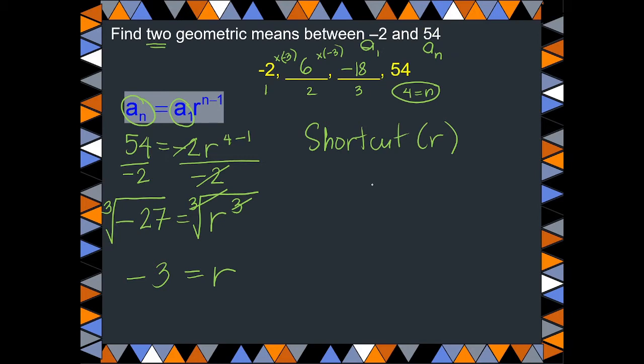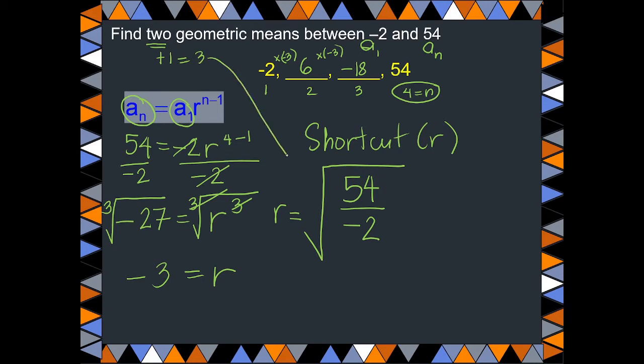A sub n divided by a sub 1. So 54 divided by -2. Now you write the radical symbol because we are simply looking for r. Now, what will be the index here? Go to your problem. How many geometric means are we going to solve? Plus 1. How much is that? 3. And that will be the index of your radical.